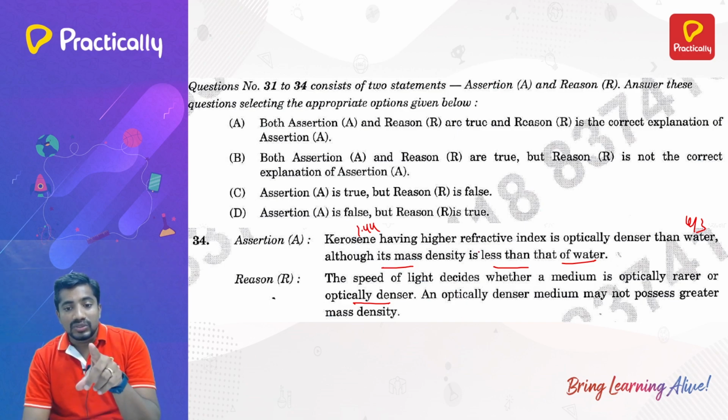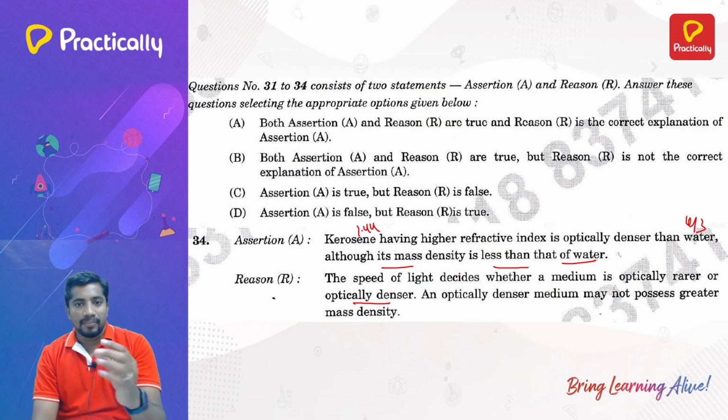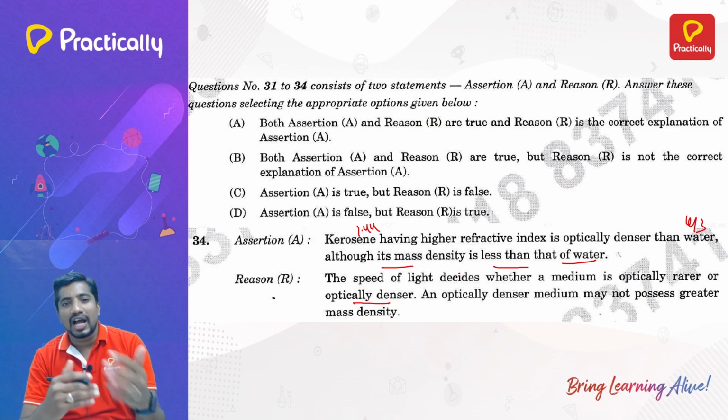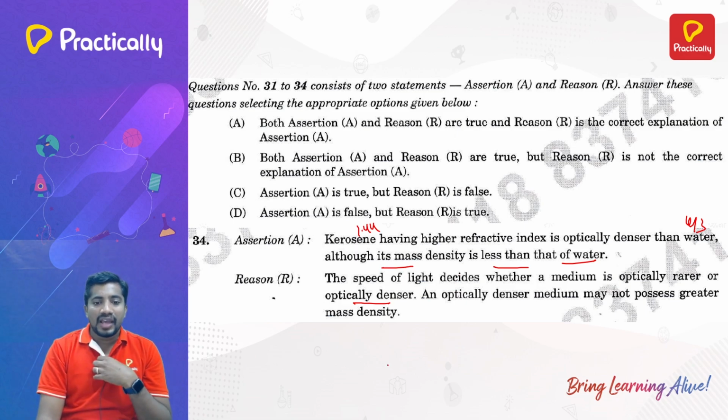But to say that the particular medium is optically denser medium, speed of the light is not sufficient. Relatively we should go for the comparison with the other parameters, various parameters. So speed of the light alone cannot decide whether the medium is optically rarer or optically denser perfectly. I mean, we can't say it that accurately. So relatively we have to think.